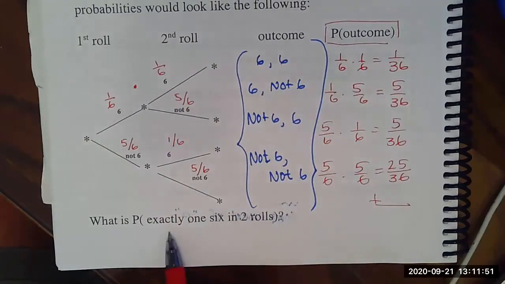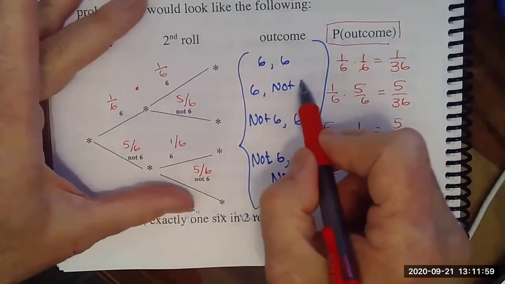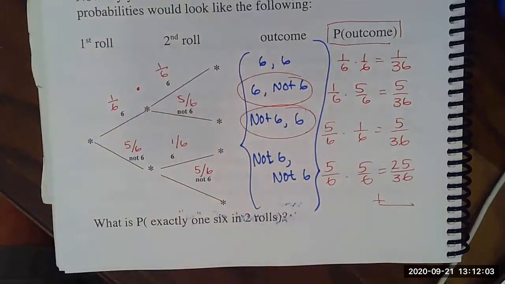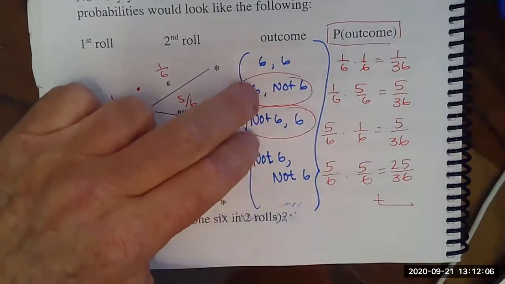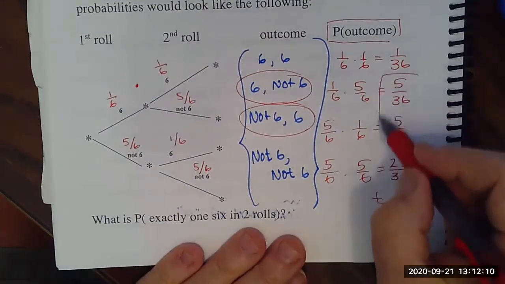So what's the probability of getting exactly one 6 in the 2 rolls? Exactly one 6 in 2 rolls. Wouldn't that be this one here? No. The probability of getting exactly one 6 in 2 rolls would be the sum of these two right here.